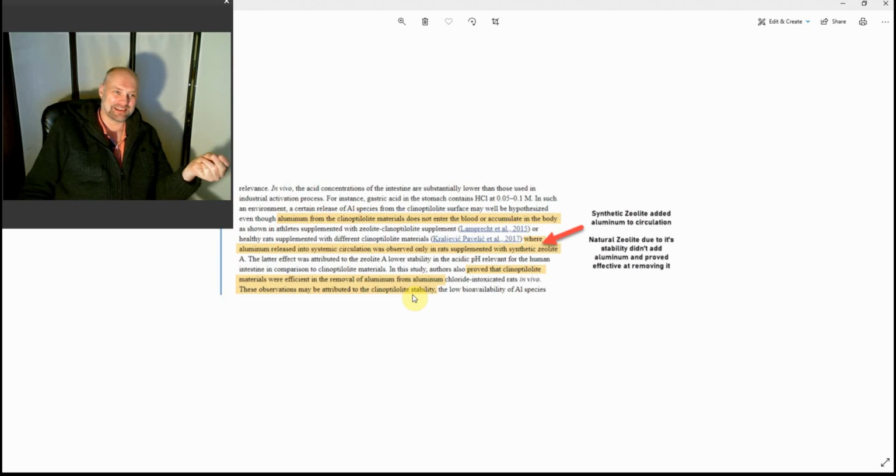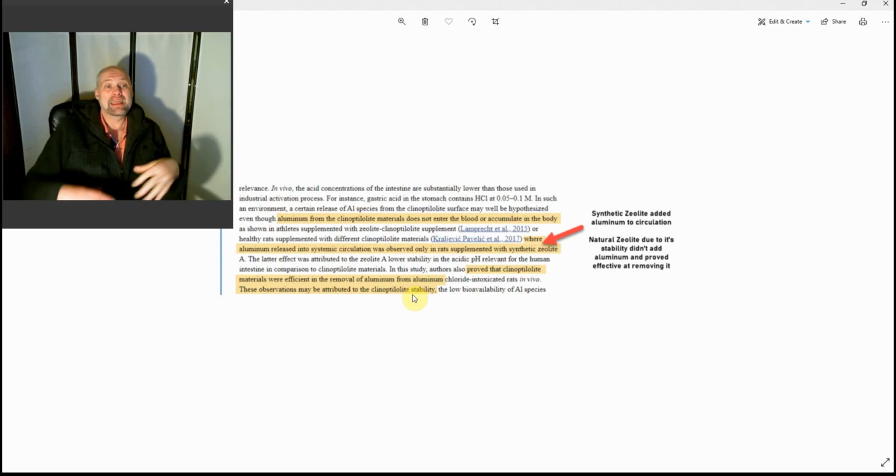In fact, the natural zeolite is effective at removing aluminum. That is a huge, huge difference. And by the way, if it's shedding its aluminum because it's not stable, then it's probably shedding other toxins as well. This study was looking at aluminum, but in all likelihood, it's dropping other toxins as well.